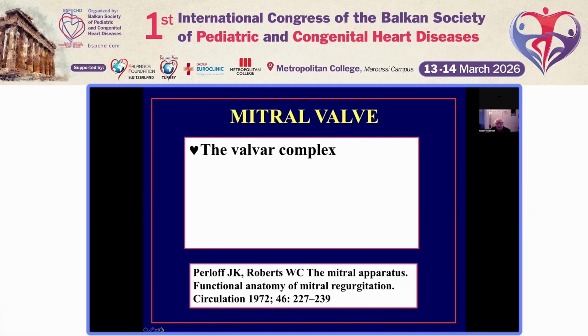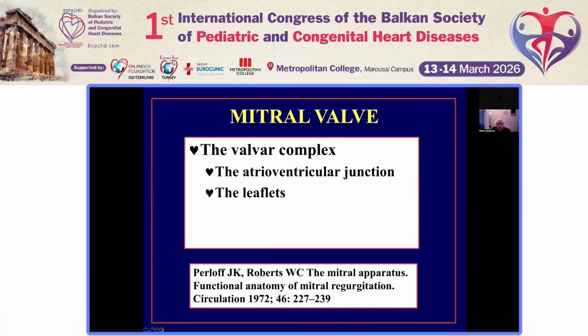And it was as long ago as 1972, as you see, that Joe Perloff introduced this notion, along with Bill Roberts, that we should be analyzing the valve in terms of its components as a complex. So what are those components? Well, I'm going to introduce the first part as the junction. But way back in 1972, Perloff and Roberts considered this to be the annulus. And I'll explain to you why now it's better to consider it in terms of a junction.